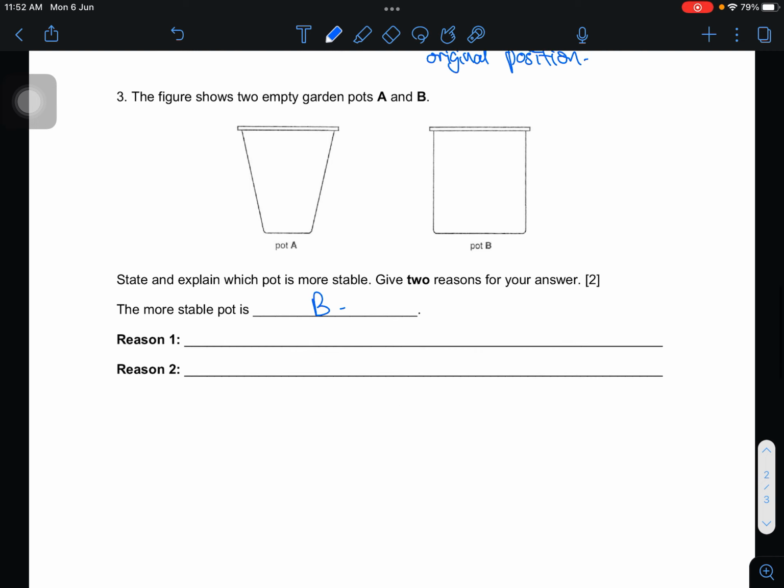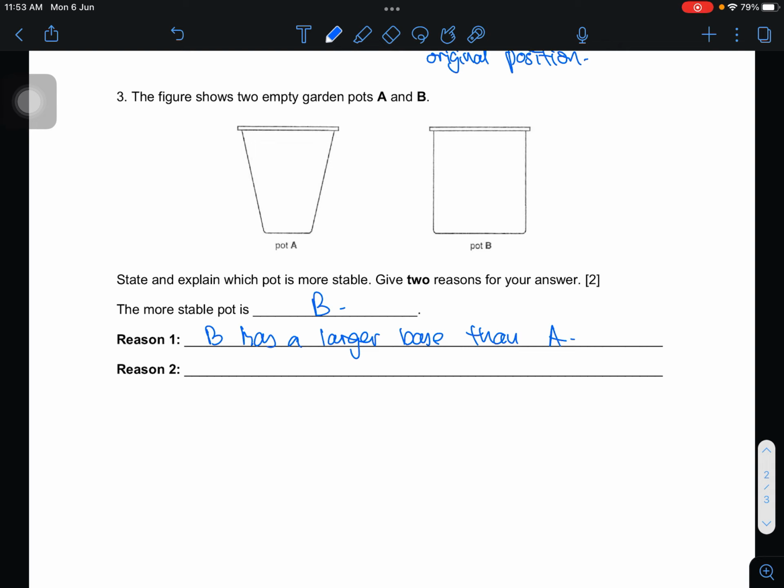Reason number 1. I think the most obvious one is B has a larger base than A. Always remember to make comparison. Don't ever just say B has a large base, because you are comparing A and B. You give your answer in terms of comparison. Large or small is always relative. We want to compare.